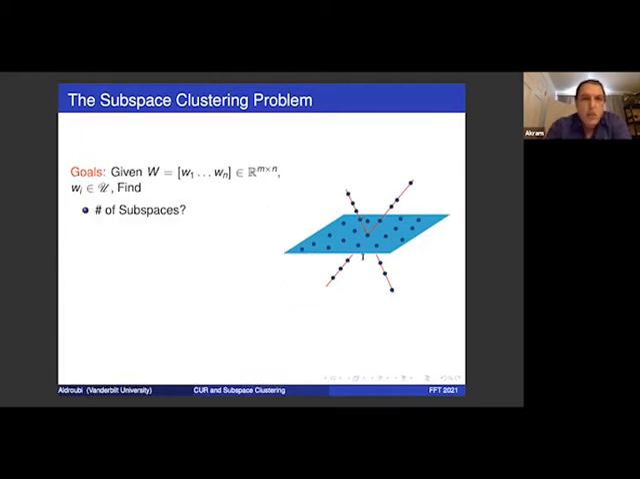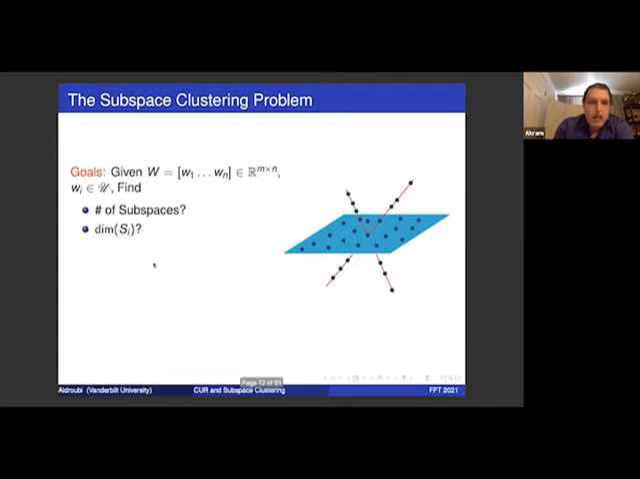And so what is the subspace clustering problem? You have these vectors that are drawn from this union of subspaces. And the question is, you want to know how many of these subspaces do you have? You don't know.